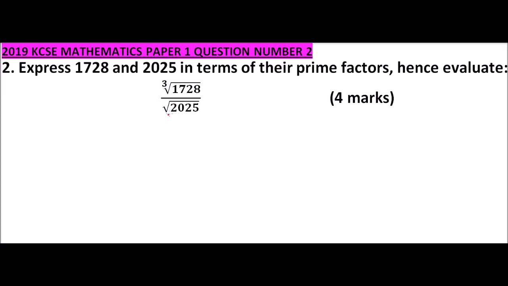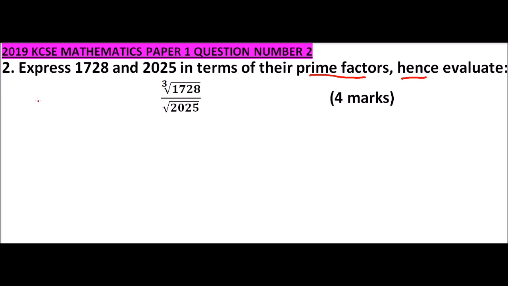So before we start doing this question, let's understand that the success of passing mathematics is the skill of understanding the question and what is needed. So the first part, we are supposed to get the prime factors. Then the second part, we evaluate. The word hence is used, meaning that when we come to get the cube root of 1728 and the square root of 2025, we will use the factors that we have already worked out, not a calculator or any other method. So once you understand that, you should be able to get yourself 4 marks.